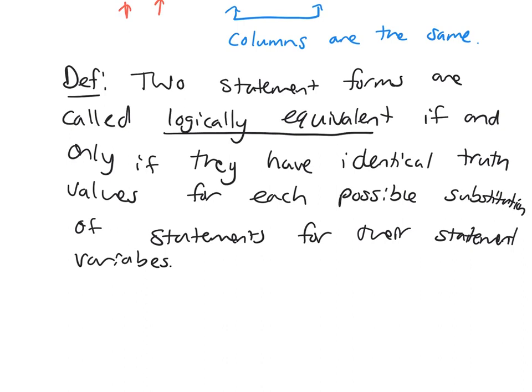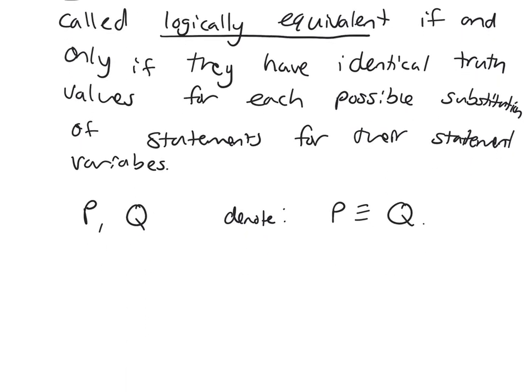So the way we denote logically equivalent, if we have 2 statements here, let's say P and Q, the way we denote it is P is equivalent to Q. So there's 3 little lines instead of just an equal sign here. So let's look at another example.